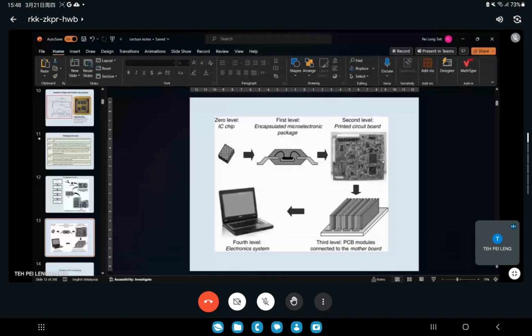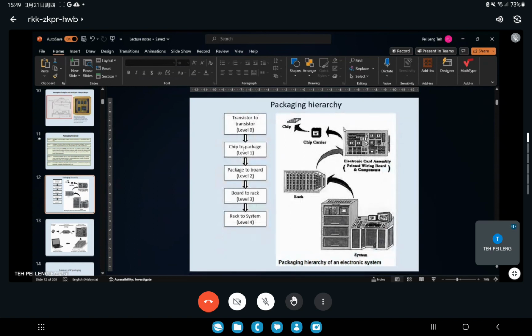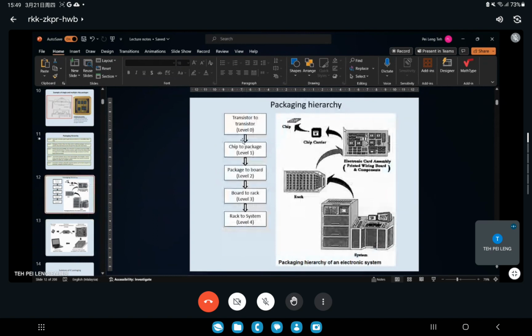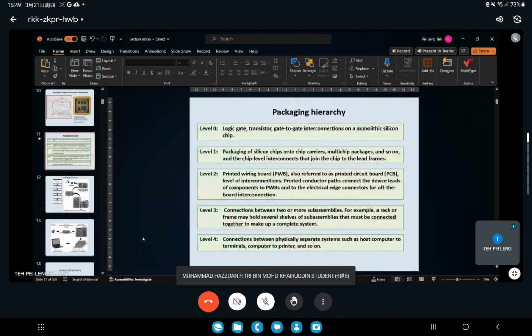Second level is basically assembling all the components on a motherboard, on PCBs. Many different function PCBs you put together and connect to a motherboard. So this is the third level. The fourth level will be a complete system. So I have shown you this one is a flowchart, this one is a picture and this is also a picture. This one is the simplified one, and this one is explained in detail.